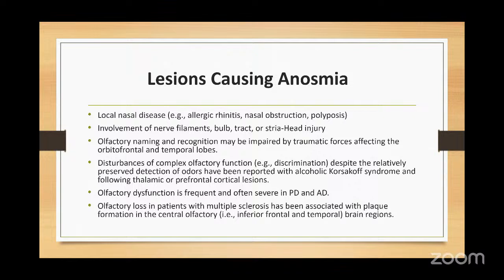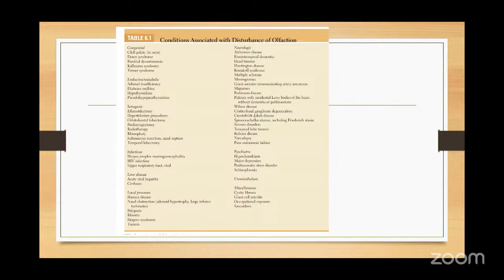olfactory naming or recognition can get affected because of involvement of orbitofrontal and anterior medial temporal lobes. Disturbances in complex olfactory function, despite relatively preserved detection of odors, can be seen in alcohol-related Wernicke-Korsakoff syndrome, because of involvement of thalamic or prefrontal cortex lesions. Olfactory dysfunction is seen in PD and sometimes in AD as well, and in MS also you can have olfactory dysfunction.